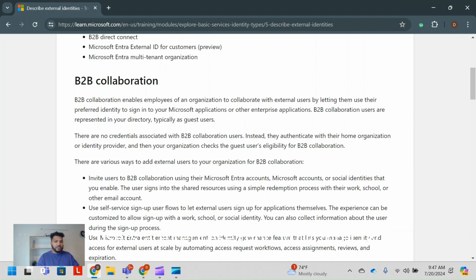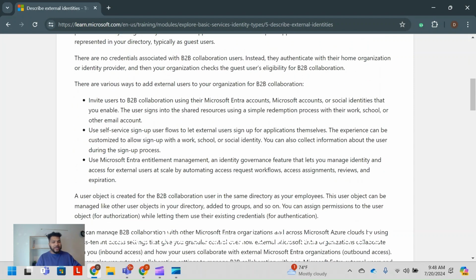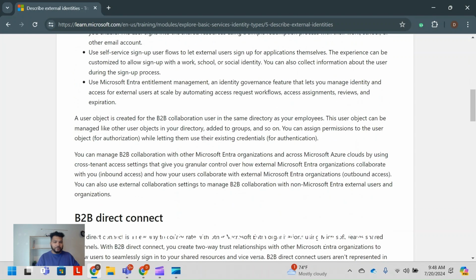Users are represented directly, typically as guest users. There are no credentials. You invite users to B2B collaboration using their Microsoft identity. So you're saying, hey Woodgrove, I'm Contoso, I want your Woodgrove accounting department to access my Contoso resources. So you're inviting those users in. They're never going to put a password in. You're trusting them. There's self-service sign-up, there are all kinds of different things, and there's entitlement, where you give them access to file shares, etc.